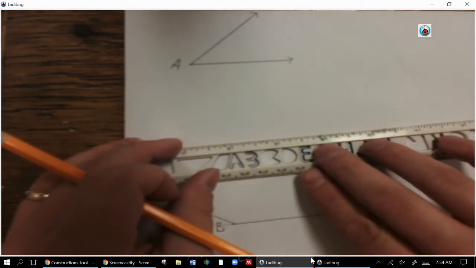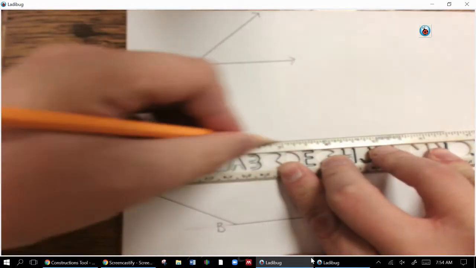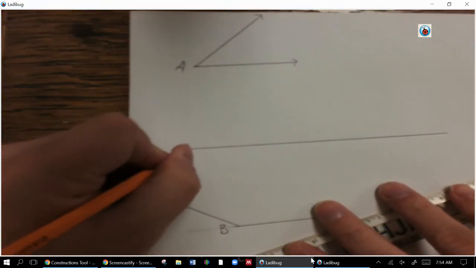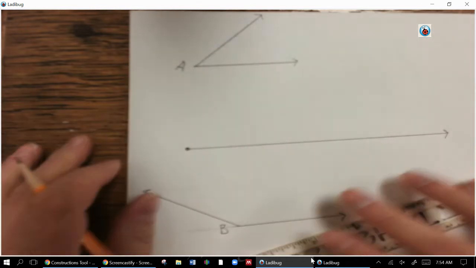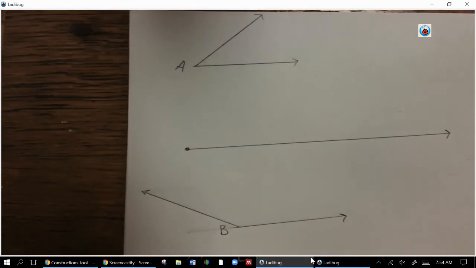So just like before, if we're going to copy an angle, just like if we're going to copy a segment, we need a place to put it. So we're going to start off by drawing a ray. Always a good idea to just make it longer than you think you need it. Now, there's a few extra steps here on this one.